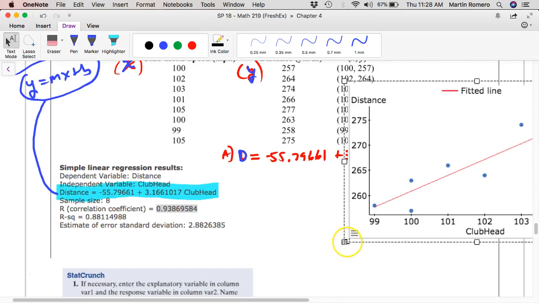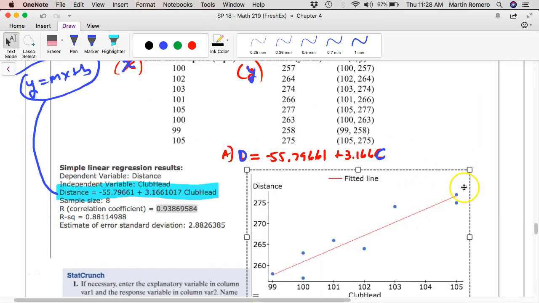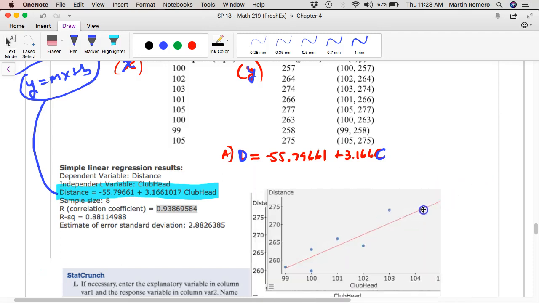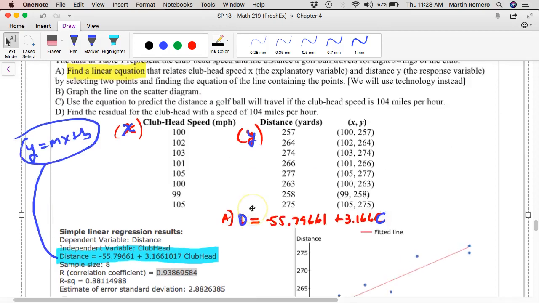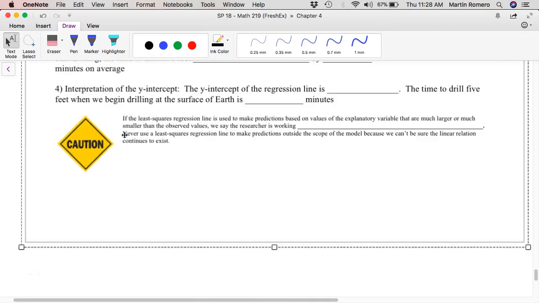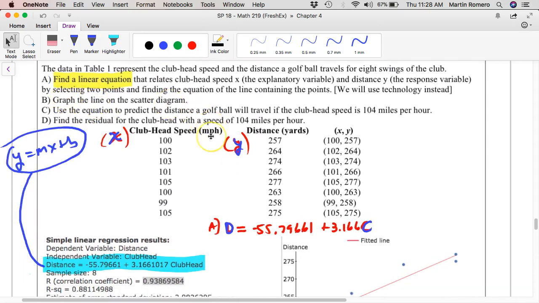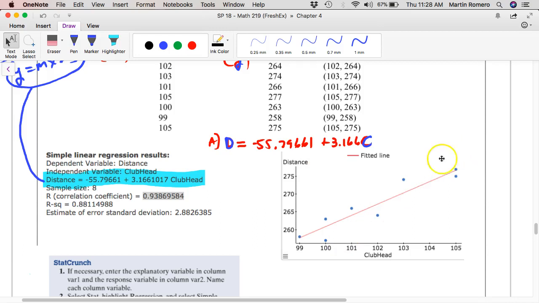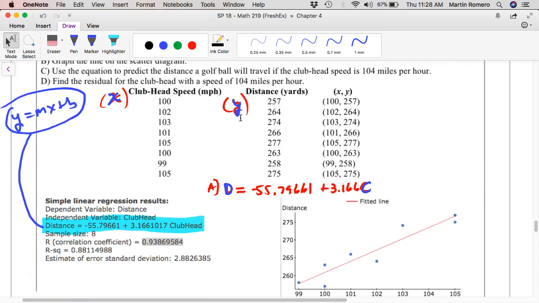There we go. So there's the graph of this data plotted, the scatter plot, and then the equation that goes with it. And then we can answer some questions here. Let's find it. There it is. So the question is now: graph the line on the scatter diagram, which we've just done. There's the line. StatCrunch will do that for us. So we've done part B.